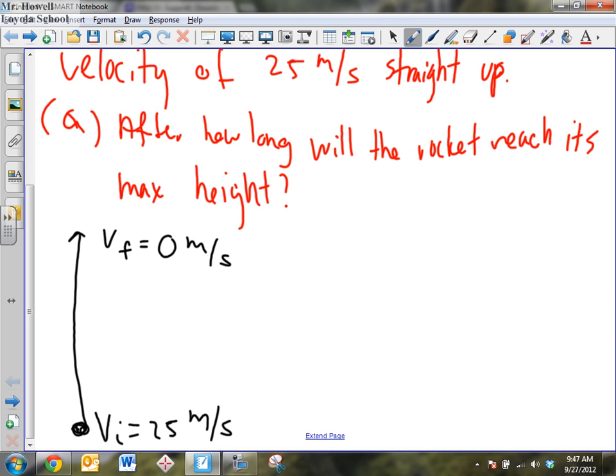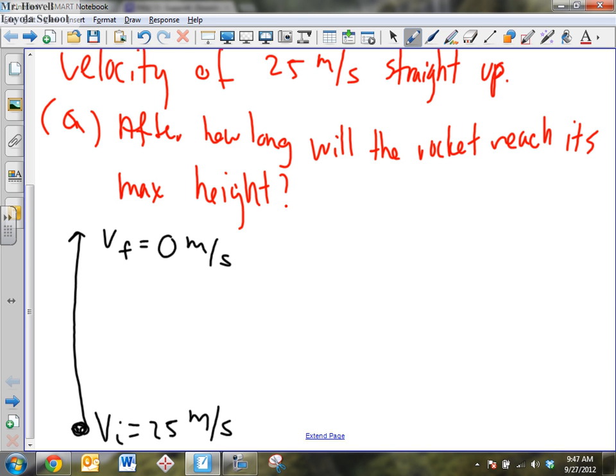Now, I label the top as VF because I'm thinking of this as a segment. Remember, a segment. All I care about right now is where it's fired from to the top. I don't care how it returns. The next part of the problem, we're going to talk about how it returns and everything. But all I care about right now is beginning to end, being from the ground to max height, from point A to point B.